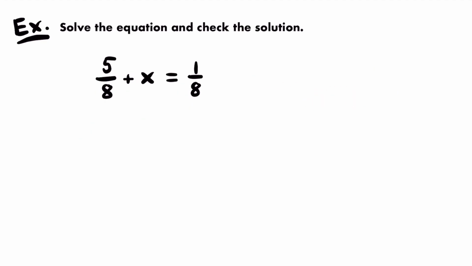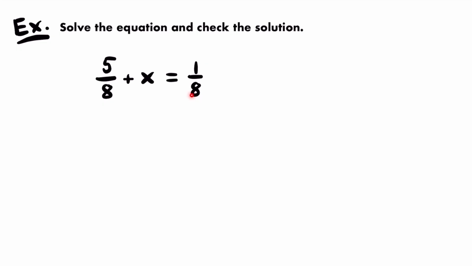For our next example, we have an equation that involves fractions, specifically 5/8 plus x equals 1/8. We want to find the value of x that would make this equation true. So in this case, x is our variable, and the constant being added to that variable is 5/8.